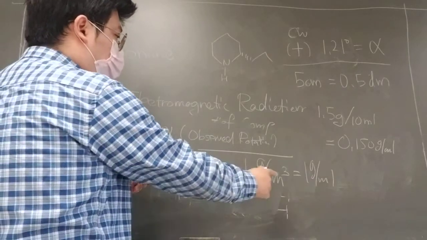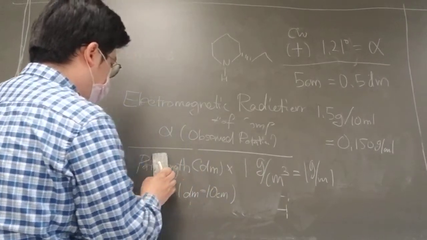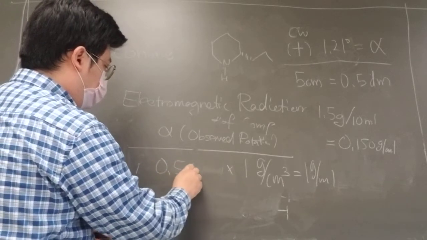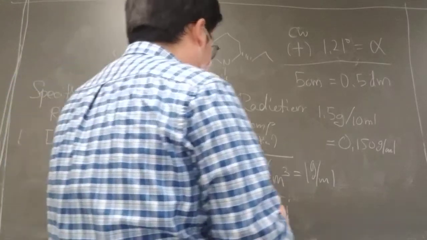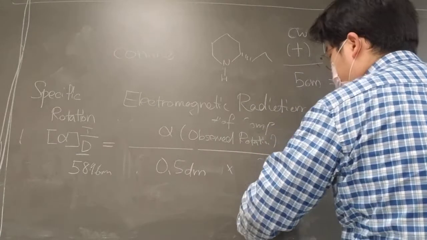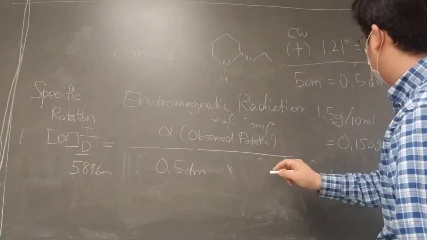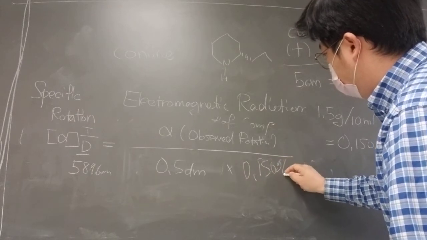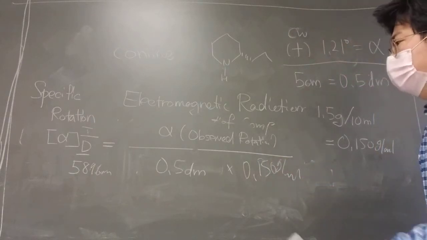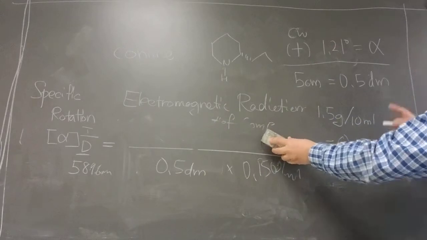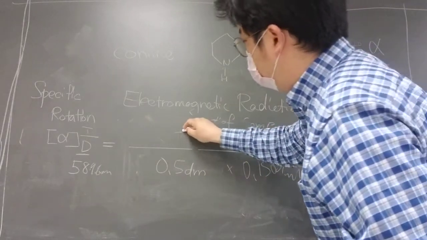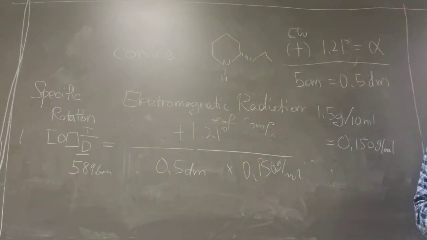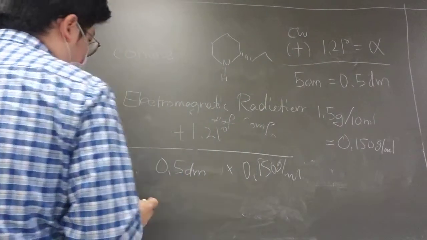So now it's not 1 anymore, right? So we're going to change this one to 0.5 decimeter. And now this is going to be, what was it? Oh, yeah, 0.15 gram per mL. And then obviously this one is the same, right? Plus 1.21. Okay, so that's it. That's done.